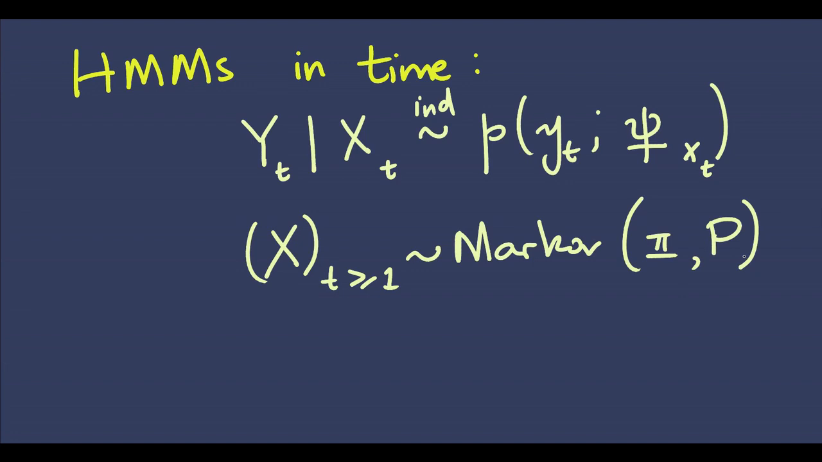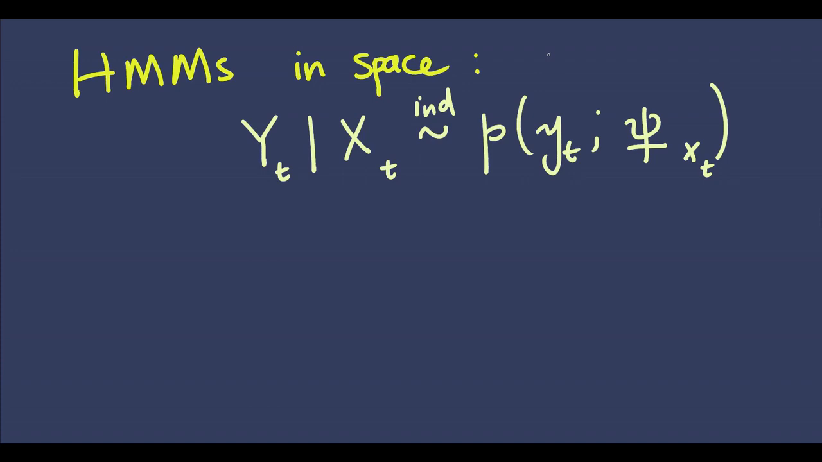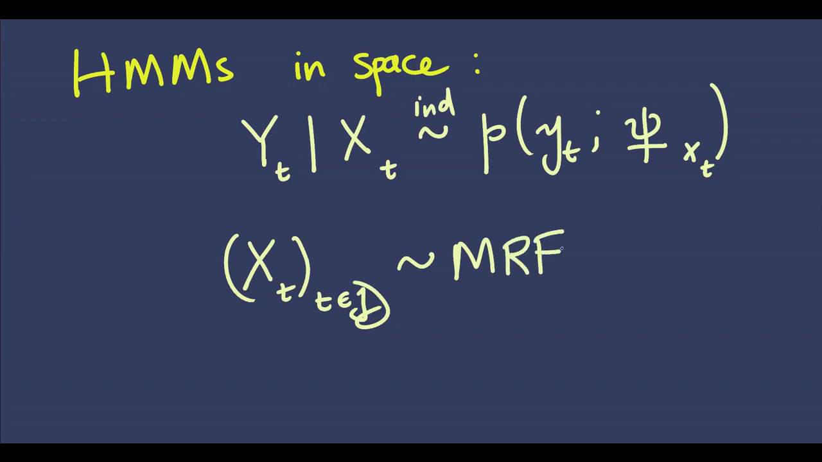So the only difference now in going from HMMs in time to HMMs in space is that instead of t indexing a time, which is ordered, t indexes a site in a domain. So that might be one site on our lattice, or it might be some site geographically. And then we say that the X_t within that domain, which we'll just call D for a moment, follow a Markov random field, which is parameterized by some parameters.